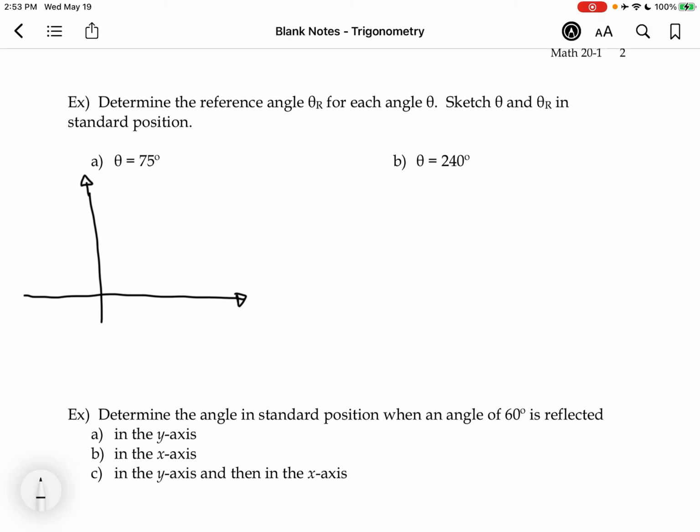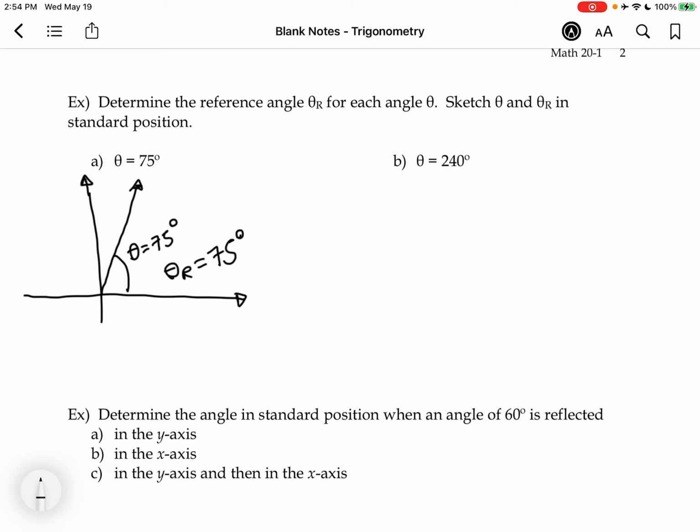So here's our terminal arm. This over here would be 90, where the y-axis is. So 75 degrees is about here, right? And our theta equals 75 degrees, and that's the same as theta r. That also equals 75 degrees. Okay?